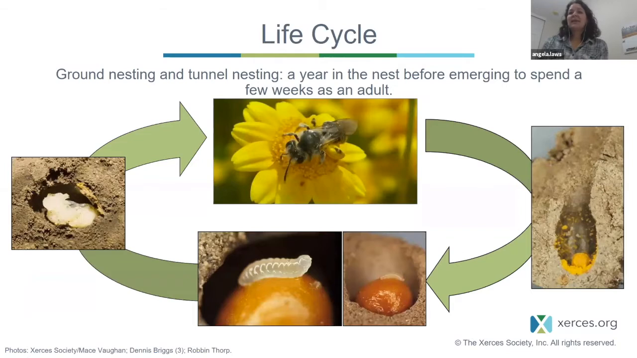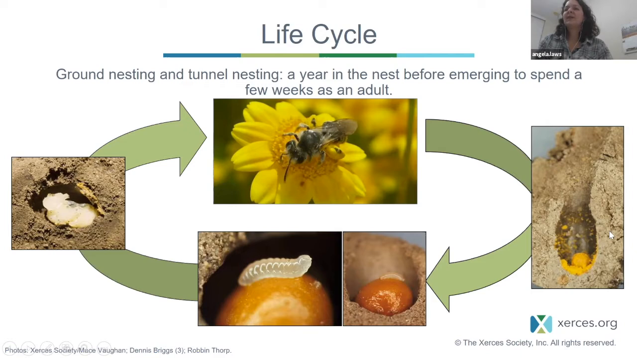This is the life cycle of a ground nesting bee. So the females collect pollen, and the female will excavate a nest. And sometimes these nests can be several feet deep. And I've heard of cases where they're actually several meters deep into the ground, and they create these brood cells. That's what they call where they care for an egg.